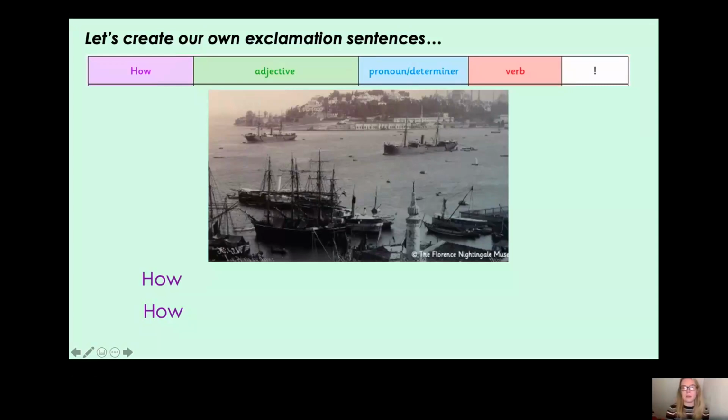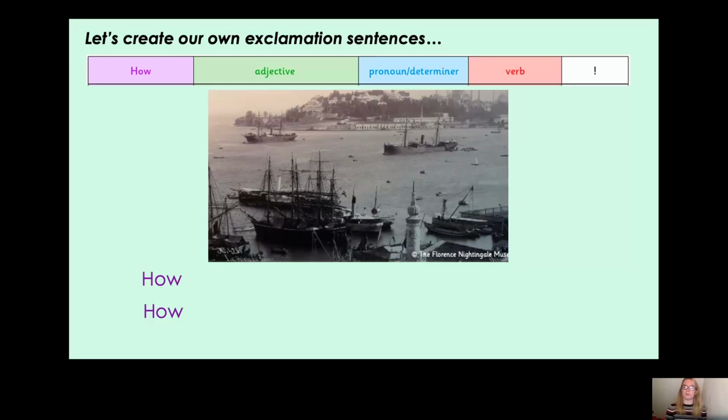Okay, so now we're going to write our very own exclamation sentences, and we're going to start by using how. So we've started both of these sentences using how. Now I'm going to talk you through one exclamation sentence, and I'd like to describe how Florence Nightingale felt when she was on the boat.